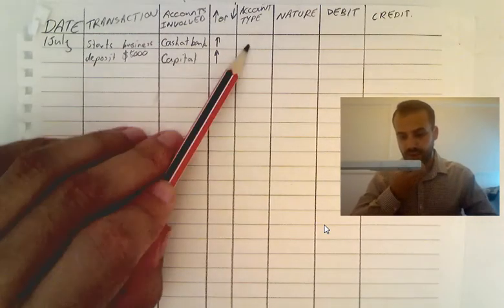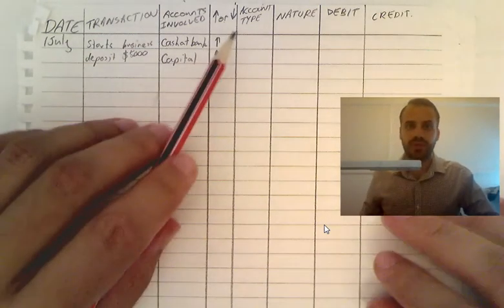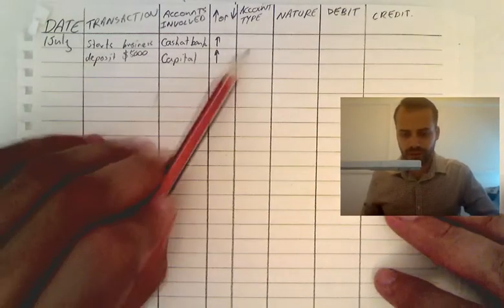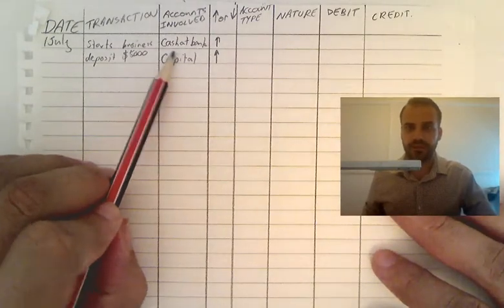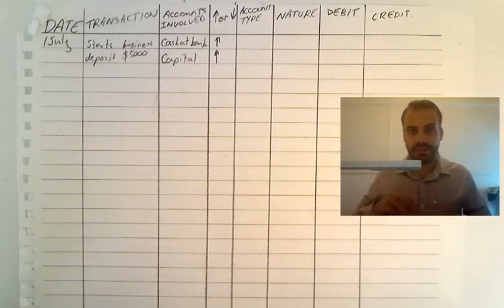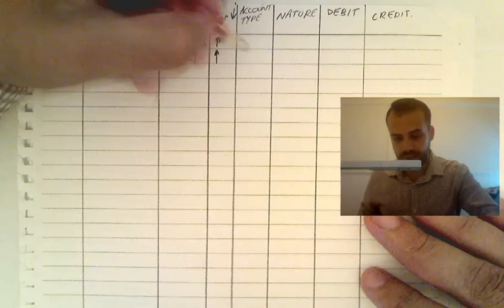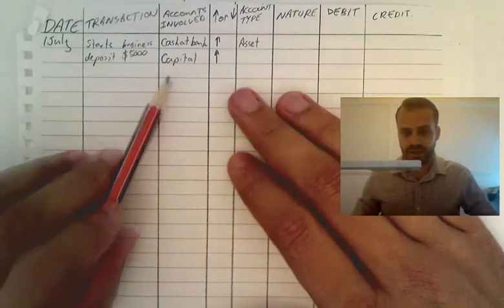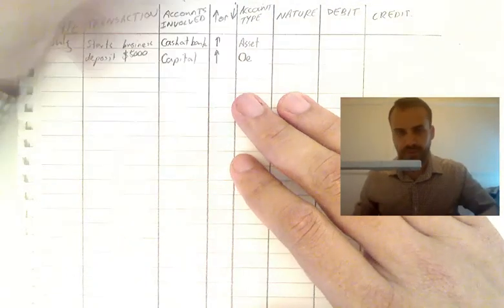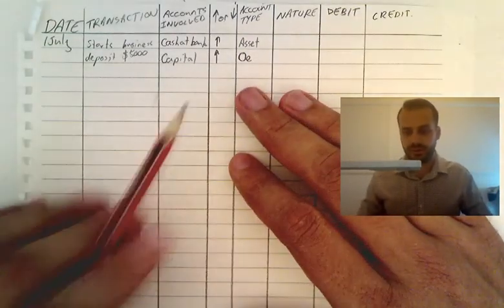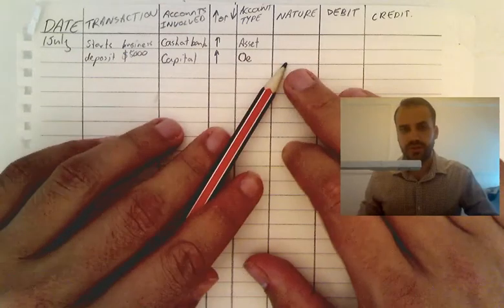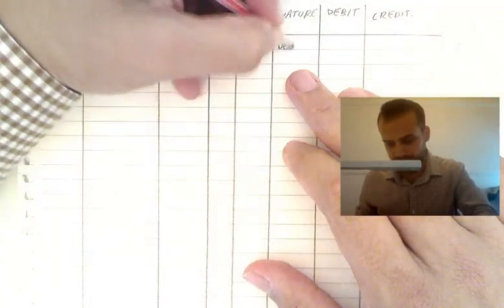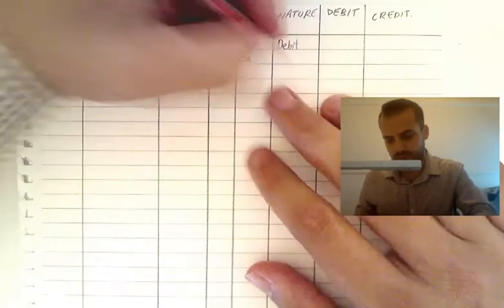Now, account type. What sort of account is it? Have a think about that one. What sort of account is a cash at bank? Is it an asset, a liability, or an owner's equity? Cash at bank, it's an asset. You guys are all pretty good at that. And capital, it's the owner's stake in the business. It's an owner's equity. You can just write A and OE there if you want to. What are the nature of those? Now, you guys should be across that by now. You know that an asset is a debit and an owner's equity is a credit.